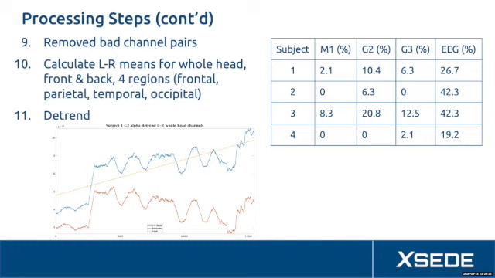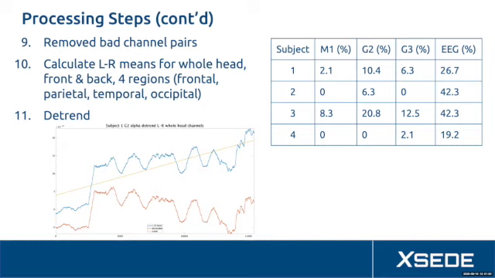We removed a few channel pairs due to bad data. This was a manual process with several iterations. Later, Jeff's visualization was very helpful to identify more bad channels that we had missed during our manual review. The table on the right shows the percent of bad channels that were removed from the final left minus right calculations. And then lastly, we detrended all data.